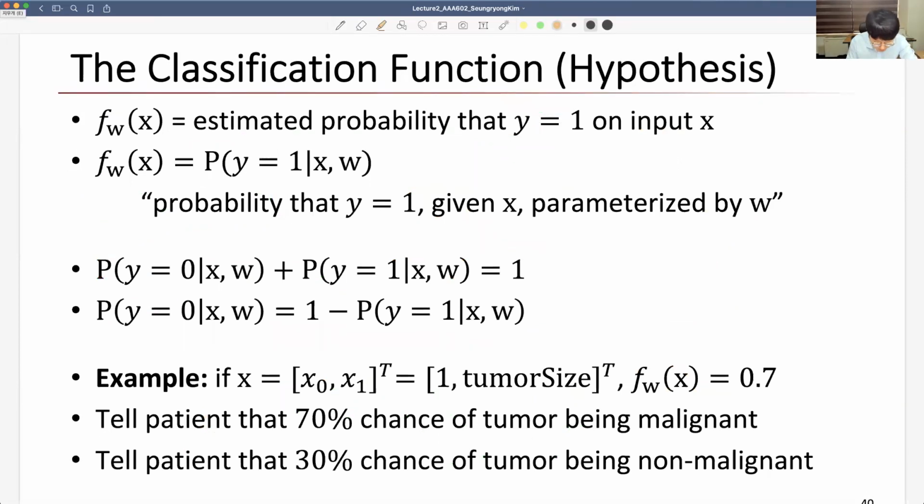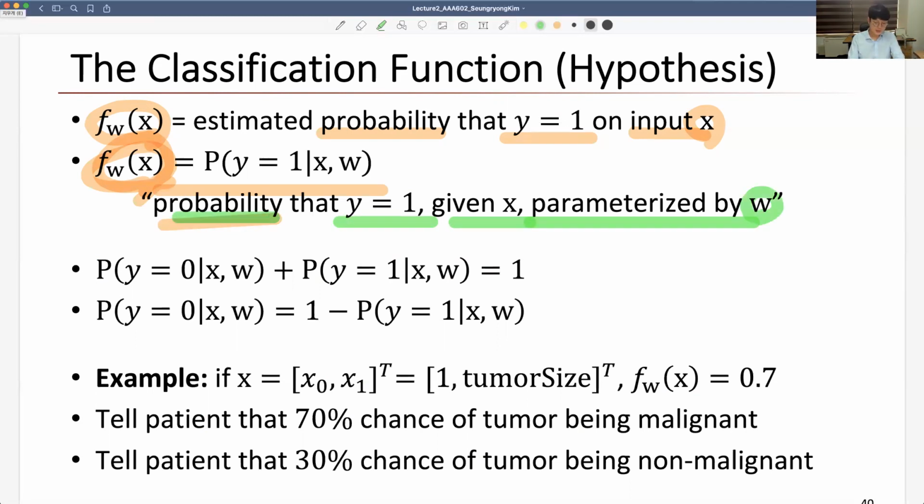In here, we can say that the mapping function for the classification is the probability that Y is equal to 1 on input X, right? We can rewrite this mapping function something like this. We can read this mapping function as the probability that Y is equal to 1 given X parameterized by W, right? This is a new mapping function for the classification problem.